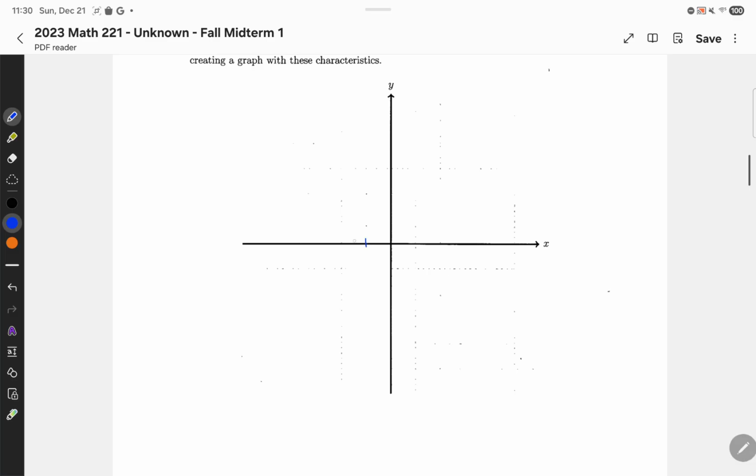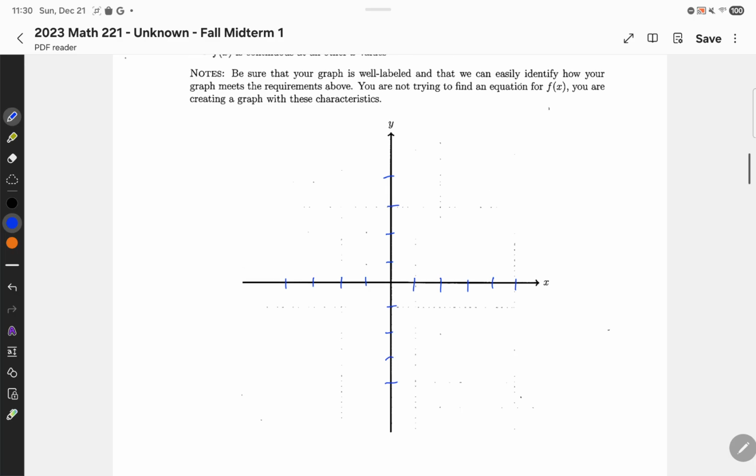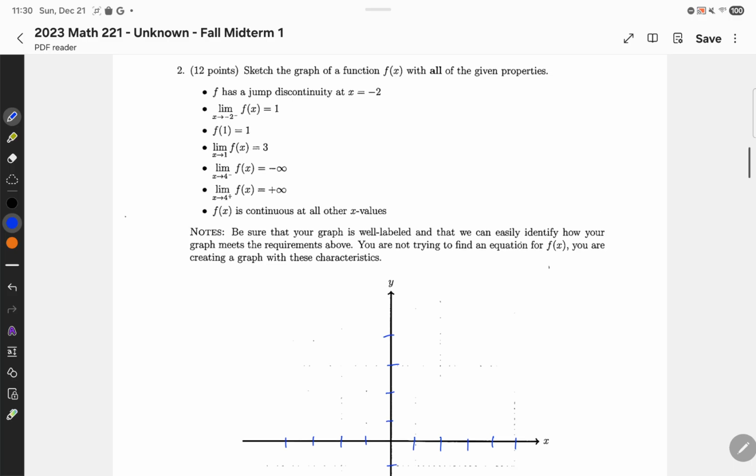So let's say we have minus 1, minus 2, minus 3, minus 4. And then we've got 1, 2, 3, 4, 5, just like that. Let's give some y ticks, 1, 2, 3, 4. And of course, we're still going to have to label all of the points as it mentions, but this will just help us. So let's go ahead and start with the first one.